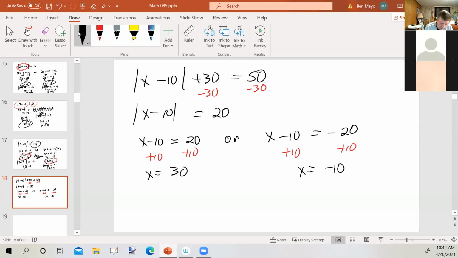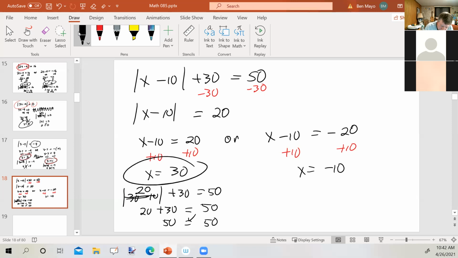Let's check our work. If x is 30, we would get the absolute value of 30 minus 10 plus 30 equals 50. Well, the absolute value of 30 minus 10 would be the absolute value of 20. The absolute value of 20 is 20, and 20 plus 30 is 50. So the first solution checks.